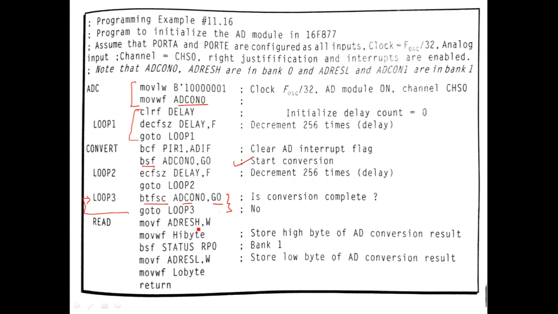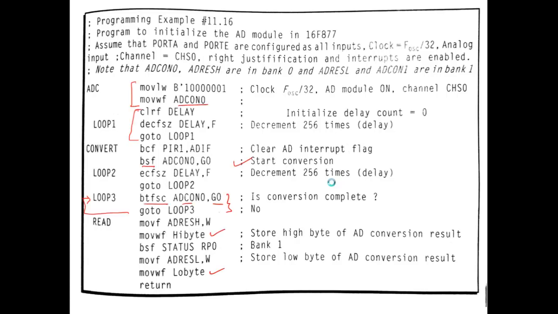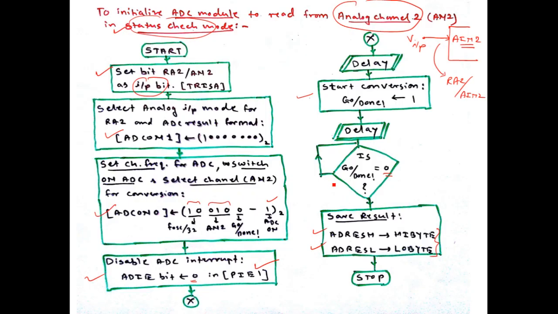So ADC result register higher, take it to W, move W to the memory location. So this is one memory location having this label. Then read the low byte. So that is how we can store the result to the memory. Clear? So that's how we can write a simple program to manage your ADC.